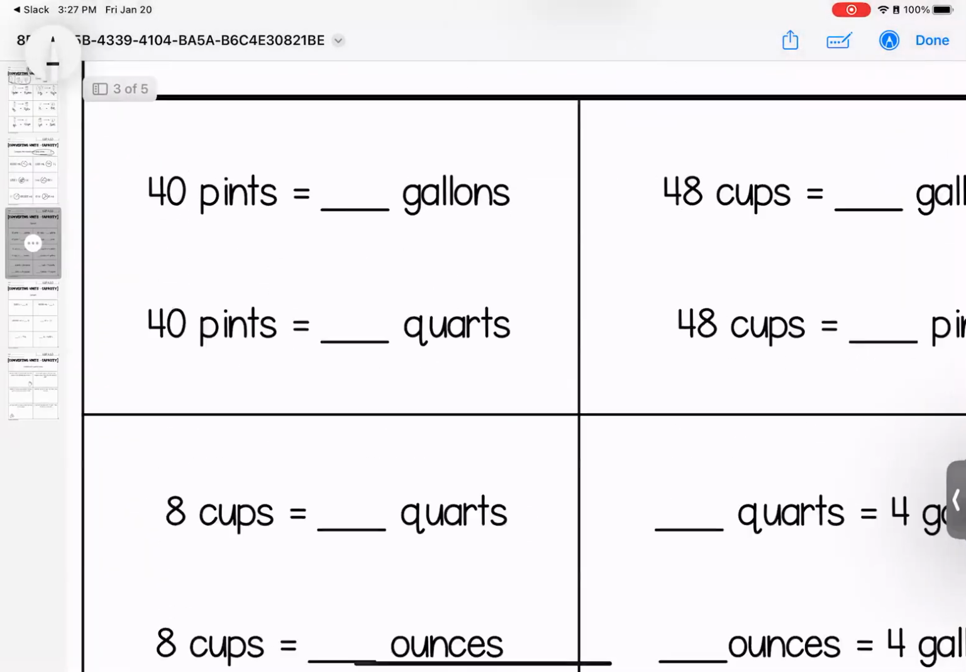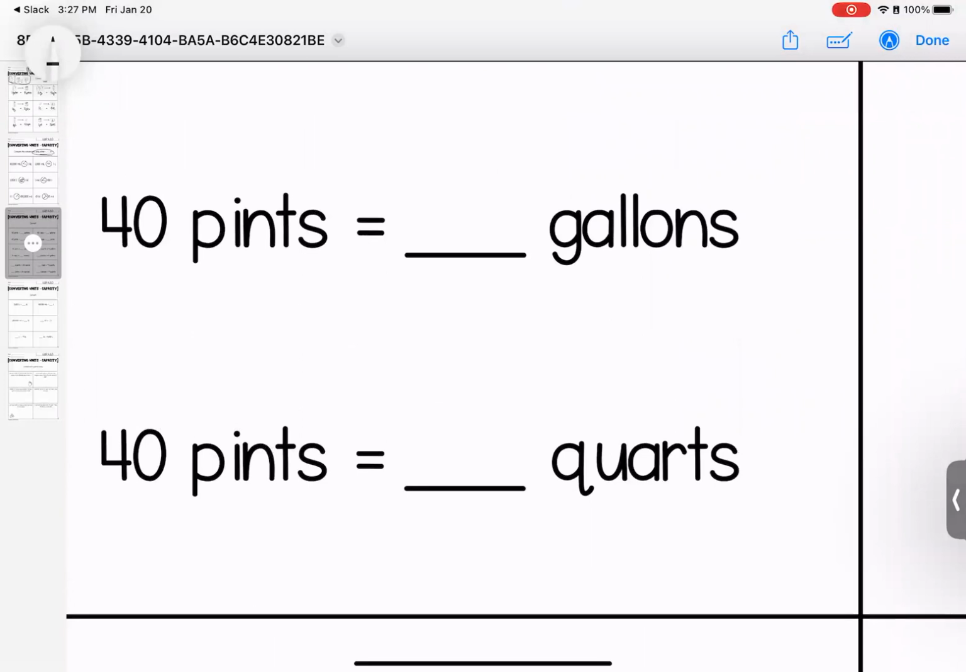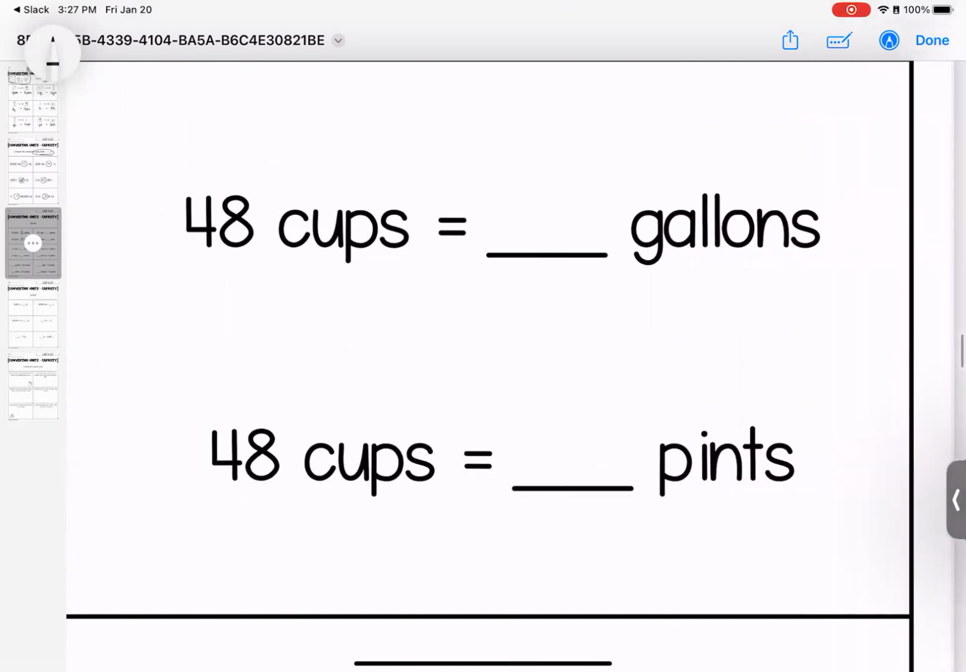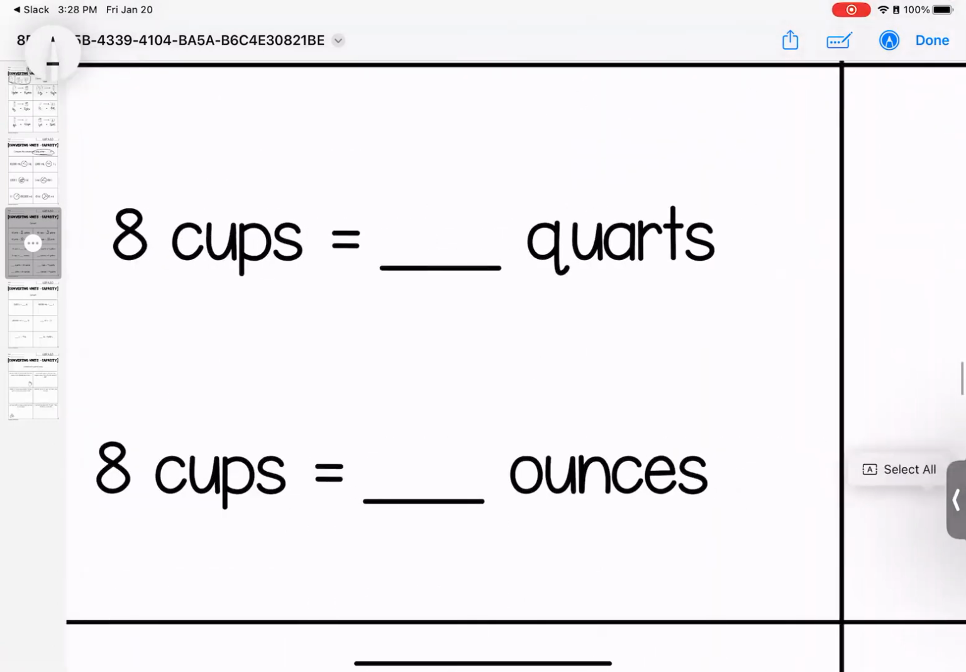Back into the kingdom of gallon, where we're looking at pints, quarts, gallons, and ounces, doing our conversions. 40 pints is equal to 5 gallons, or 10 quarts. 48 cups is equal to 3 gallons, or 12 pints. Over here, 8 cups is equal to 2 quarts, or 64 ounces.